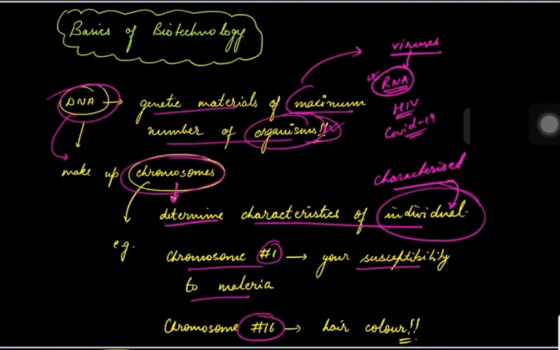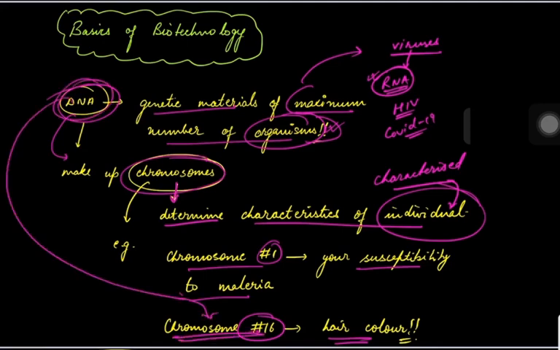Similarly, your chromosome number 16 deals with what hair color you will have. Chromosome number 16 will have genetic material from your mother's side and your father's side. Suppose your mother has blonde hair and your father has brown hair, so there is a 50% probability that you will have blonde hair or brown hair, but that will be entirely determined by chromosome number 16. So it is the DNA taking the form of chromosomes that gives you the physical characteristics.